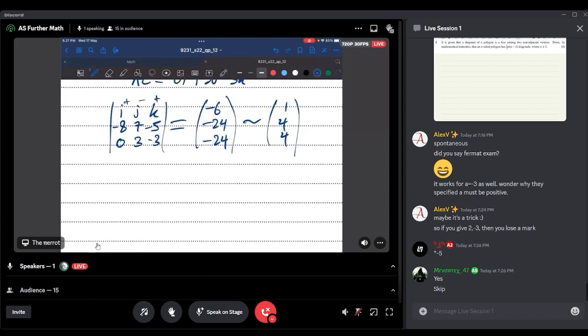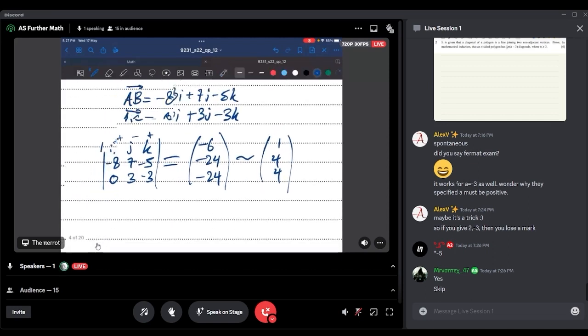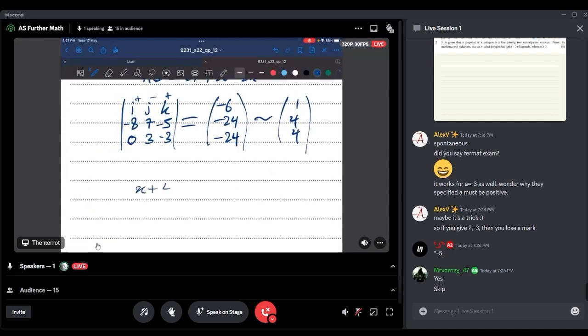Right, so now that you have this, the Cartesian equation of the plane is basically this ABC. It's simply these numbers corresponding. So this is the x value, then we put this as the a because it's the coefficient of x, and so on. So we should have this form: x plus 4y plus 4z is equal to d. And we still have to find the value of d.